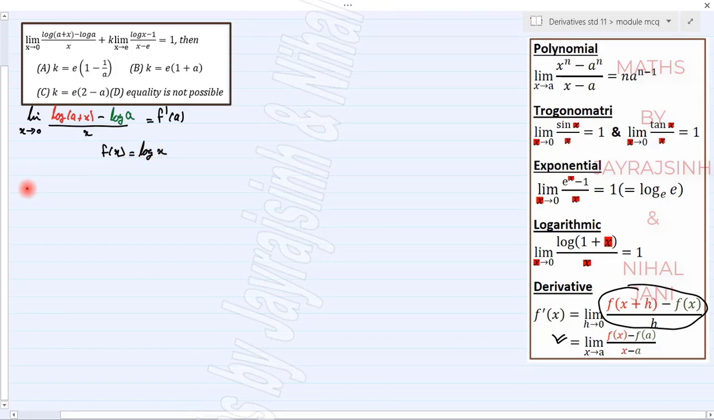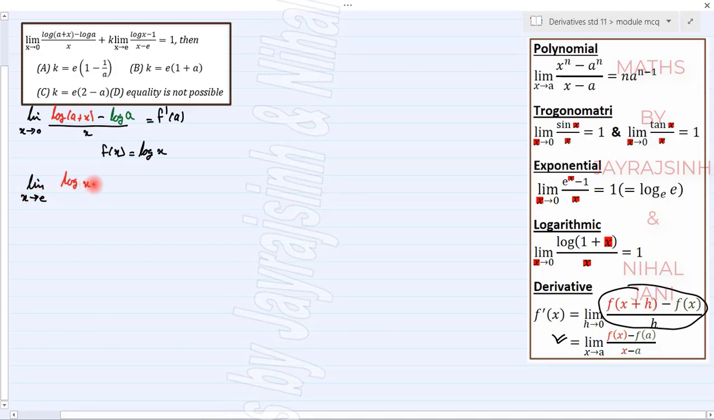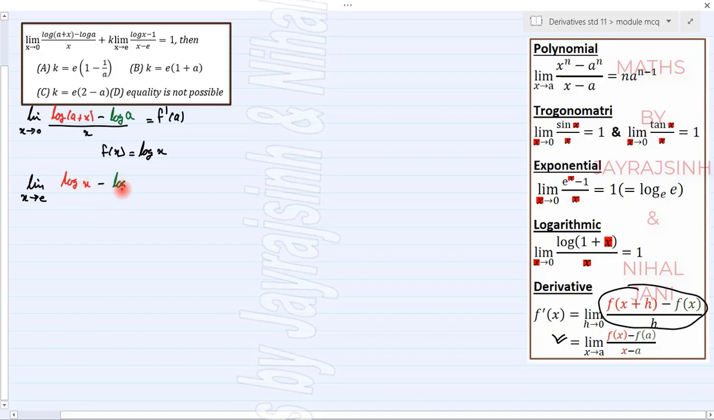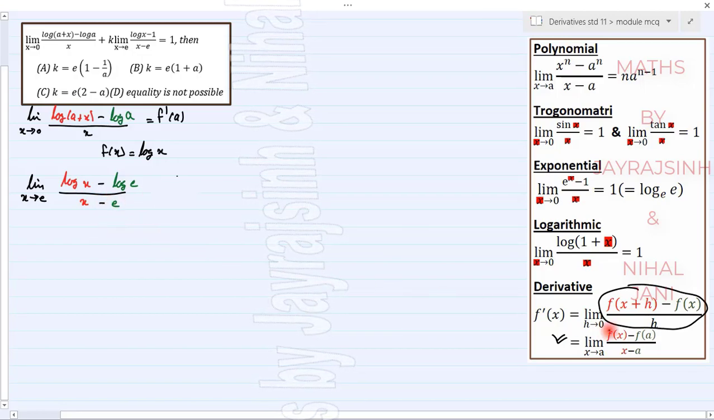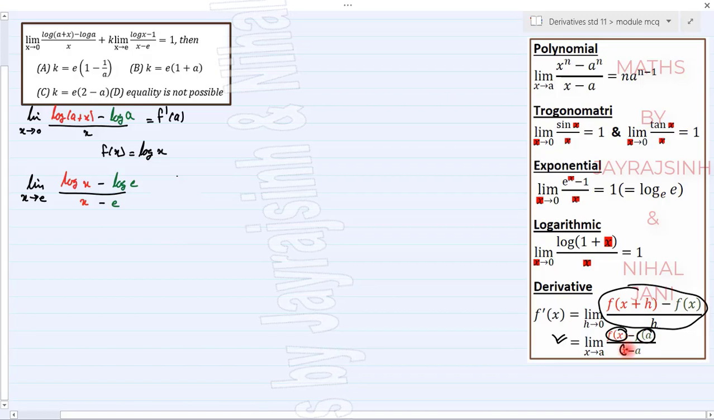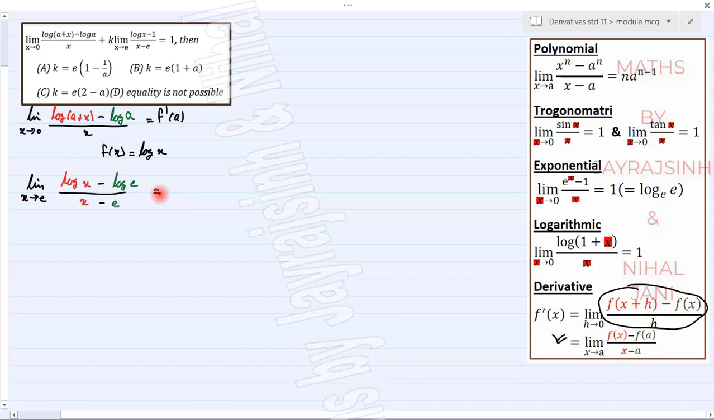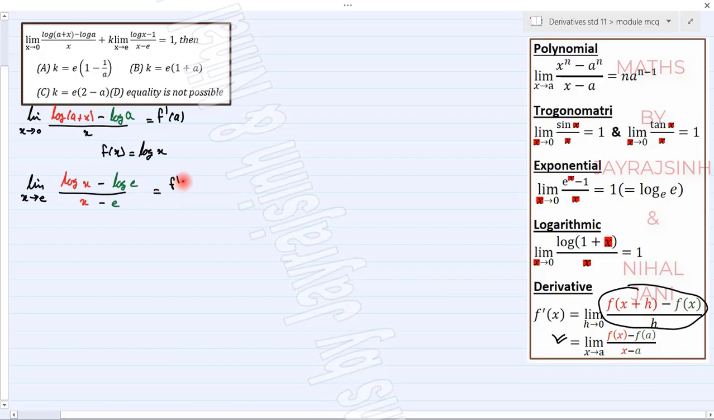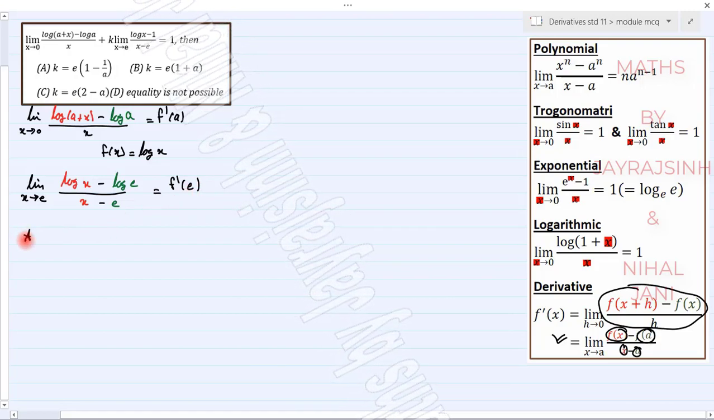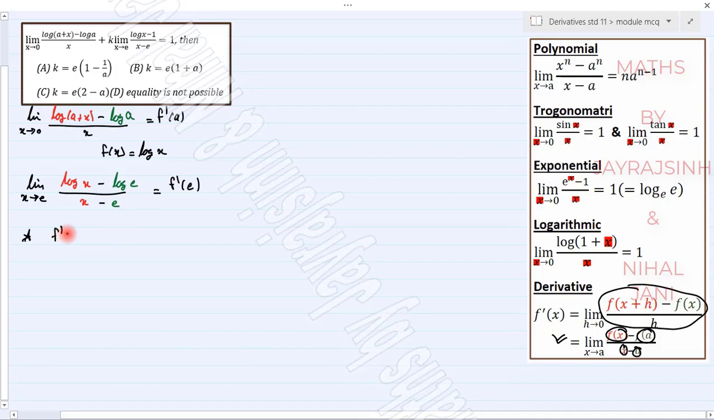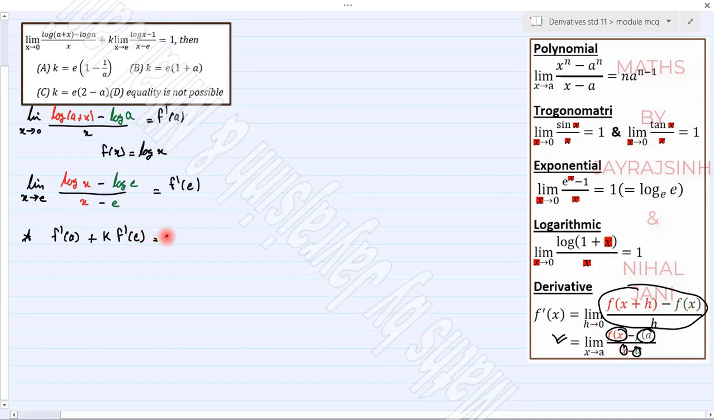Now, in the second term, we have limit x tends to e of log x minus 1, or we can say log e, upon x minus e. So if we compare with the second form, this is f of x minus f of a upon x minus a. So we'll get again f dash e, where f of x is log x. So your question can be converted into f dash a plus k into f dash e is equal to 1.